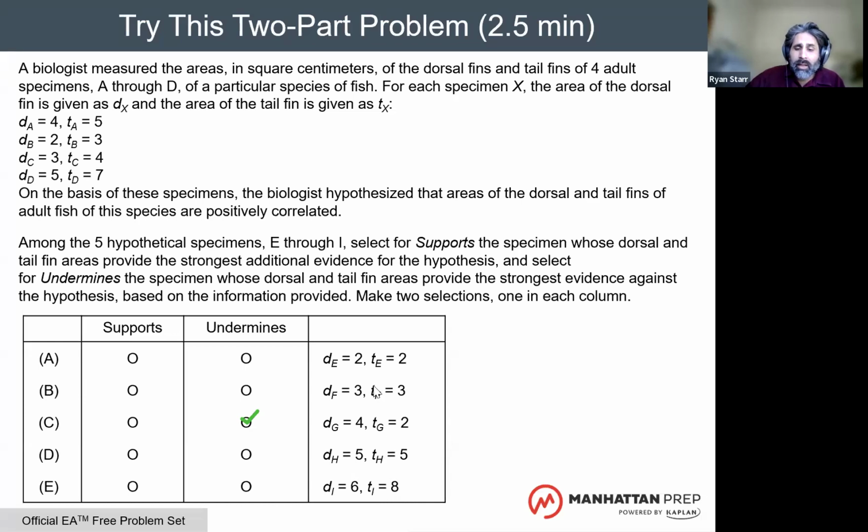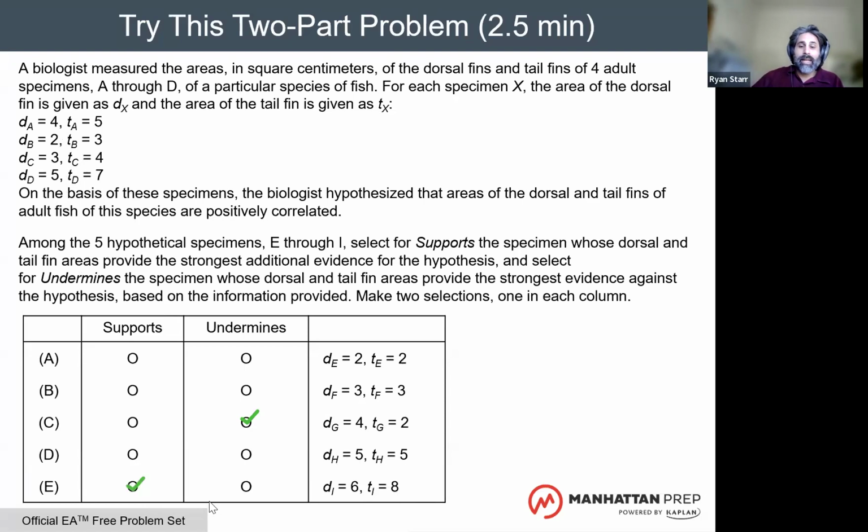The fourth answer choice is a lot like the first two, so it's going to be hard to choose this one over either of those two, or vice versa. The last answer choice has a dorsal fin area bigger than any of the ones we saw here, but also a correspondingly higher tail fin area. Continuing that positive correlation, this would fit pretty admirably with the data up here. So that's our supports.